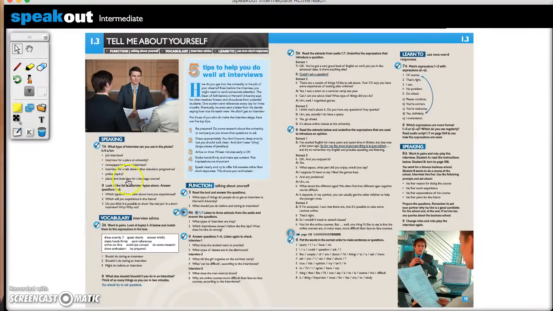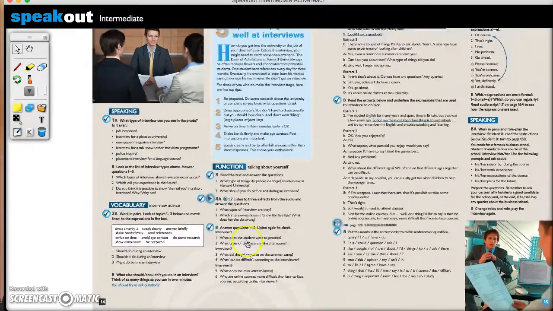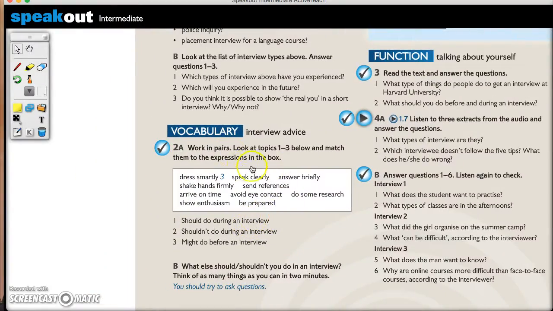we've got the vocabulary activity for interview advice. It says below, look at the topics 1 to 3, and below, these are the topics, and match them to the expressions in the box. So things that you should do during an interview, shouldn't do, or might do. Remember that there is a possibility. It's not compulsory, not obligatory.